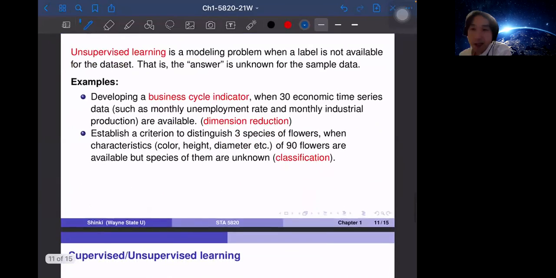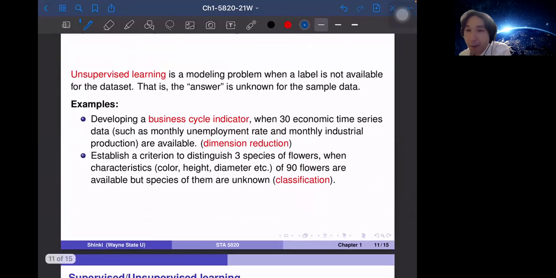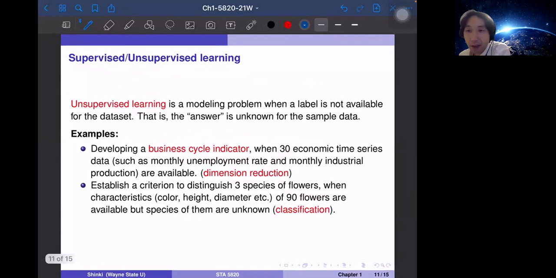And unsupervised learning, actually, maybe 90% of the book talks about supervised learning, but the other 10% is unsupervised learning. Unsupervised learning is a modeling problem when a label is not available for the data set. So the answer is unknown for the sample data. It's a little bit vague, so I would like to have 2 examples.